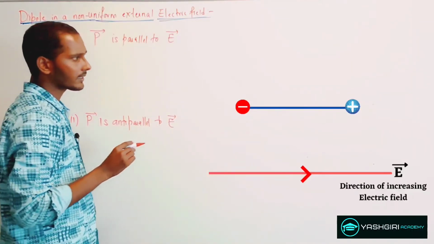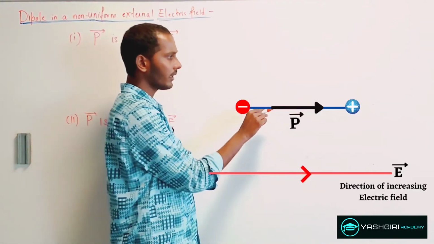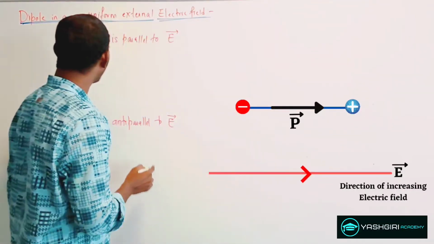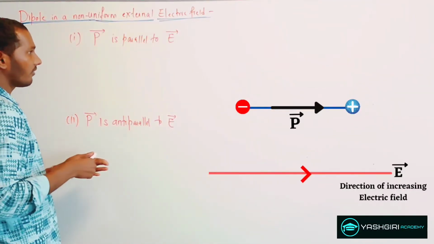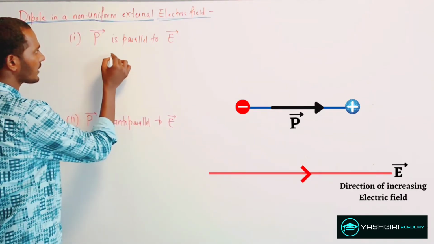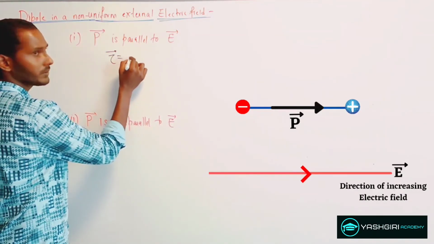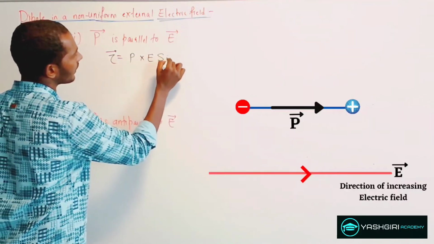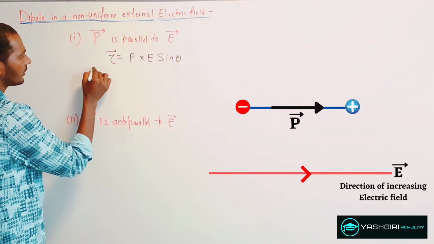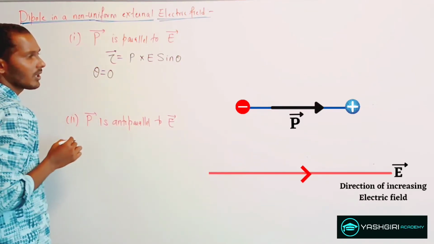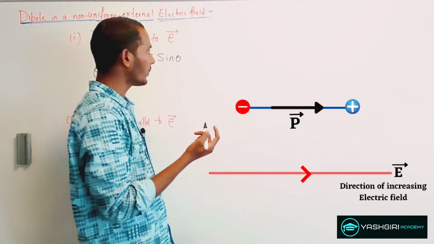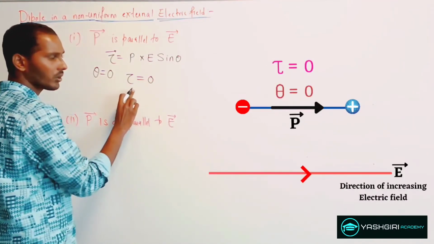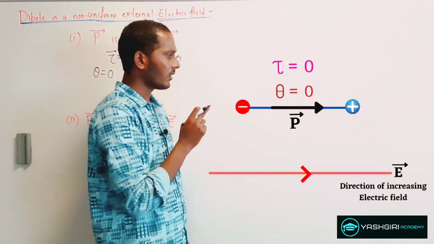So here I see that the dipole moment is exactly parallel to the external electric field. So in this case, theta will be equal to 0, because what we know is that vector tau is equal to P E sine theta, and I consider theta here to be 0. So when theta is equal to 0, tau will be equal to 0. So the torque acting on the electric dipole becomes 0.